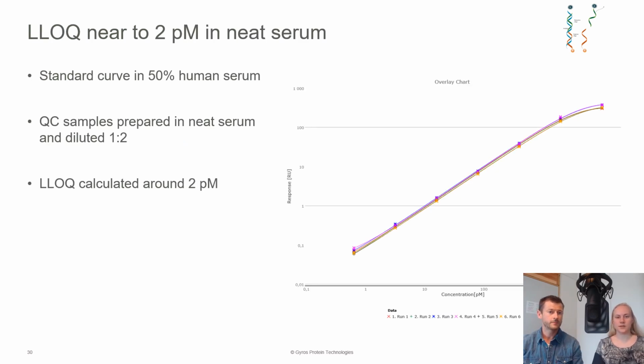Continuing then with the PMO chemistry, we started working with serum. The standard curves you can see on the right are in 50% human serum. We also had QC samples that were spiked in neat and then diluted 1:2. From 6 runs with this configuration, we calculated an LLOQ of around 2 picomolar in neat serum.